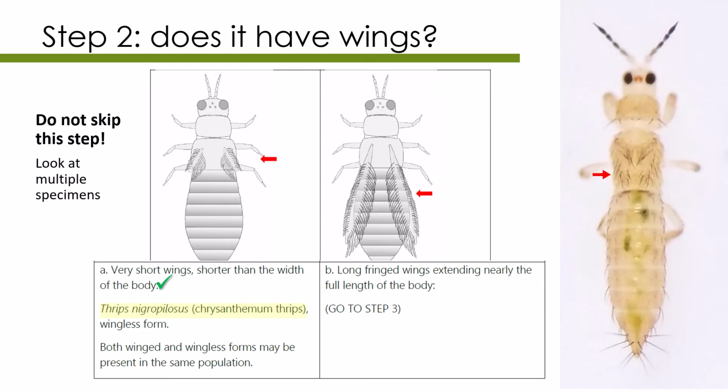Of course, as we just saw in the previous example, if you did skip this step, the key would still bring you to the right answer, but it would take you longer. A population of chrysanthemum thrips could have both winged and wingless individuals simultaneously, so this is another reason why it's helpful to look at multiple specimens when you're IDing thrips.